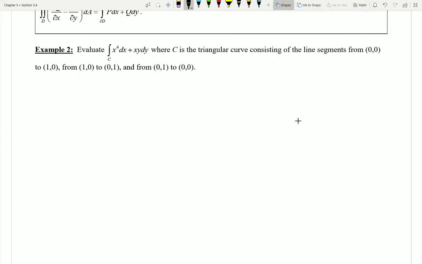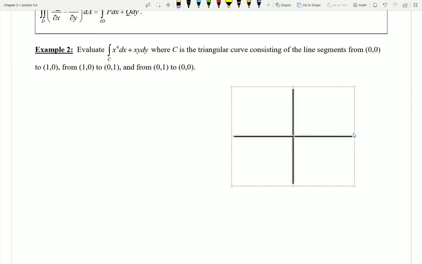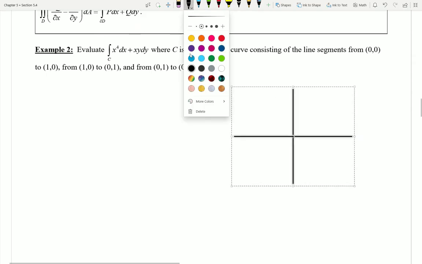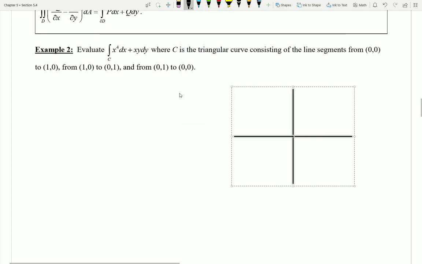I'm going to go ahead and quickly sketch out a nice XY axis. I'm going to put that over here on the side. And let's take a look at what exactly we can do with this once we have it. All right, so I want to go ahead and try to sketch out my region D and my curve C.